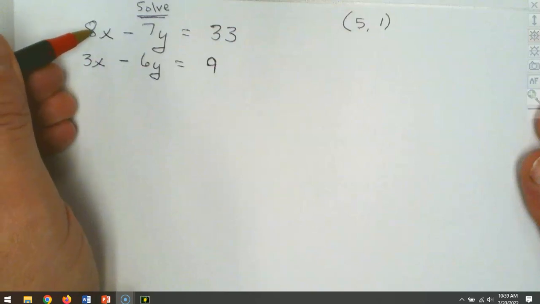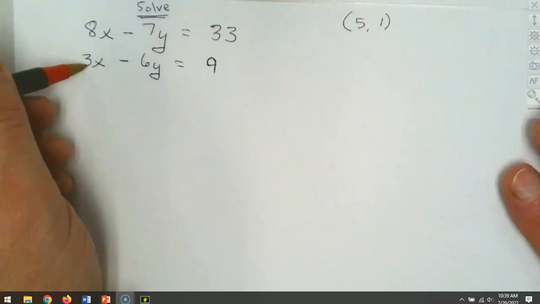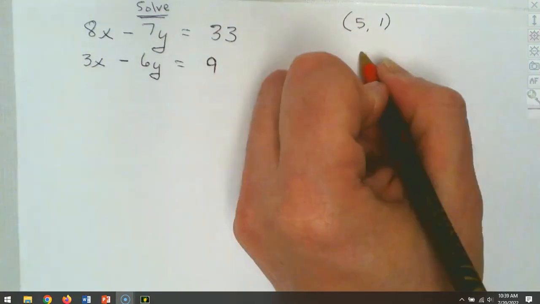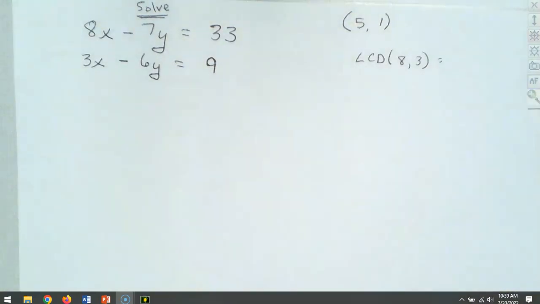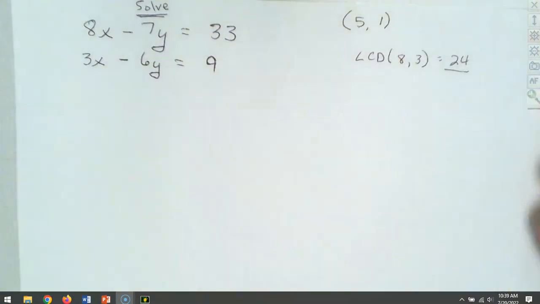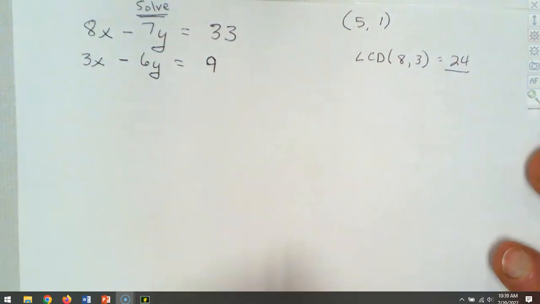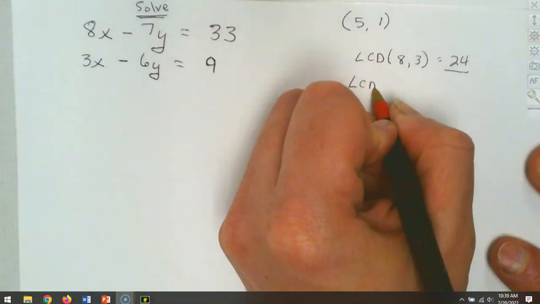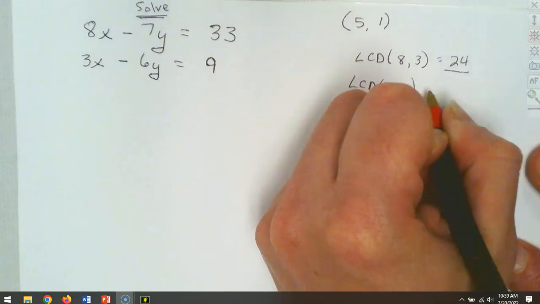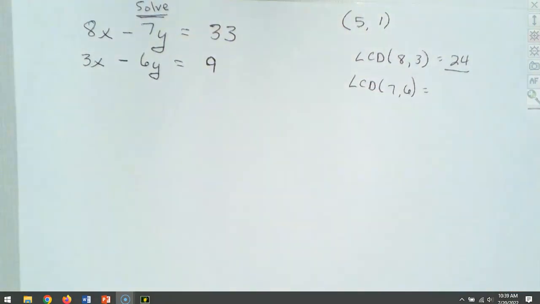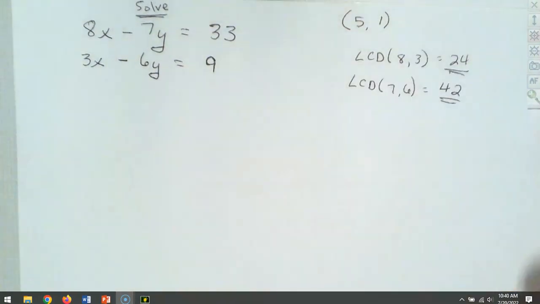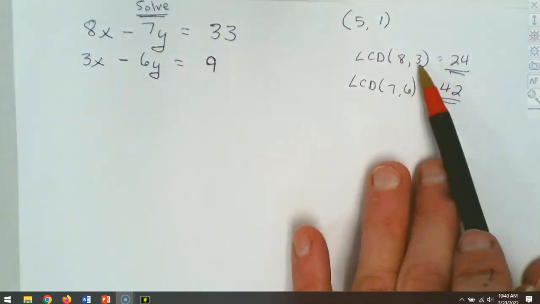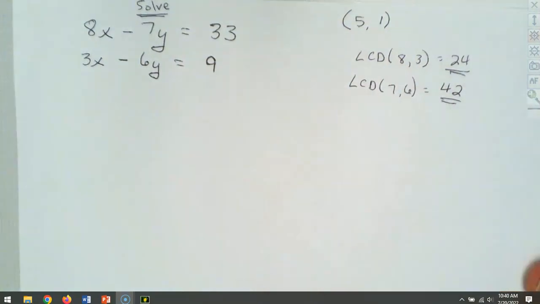Now, when we look at the x's, we have an 8 and a 3. Do 8 and 3 have anything in common? No. So what would be the least common denominator of 8 and 3? They have nothing in common, so it would be 24. So we would have to use a 24. If we look at the y's, the least common denominator of 7 and 6, well, they have nothing in common, and I would have to use a 42. So which one looks easier to work with? You always want the one with the smaller numbers, so it looks like 8 and 3 is going to be easier.